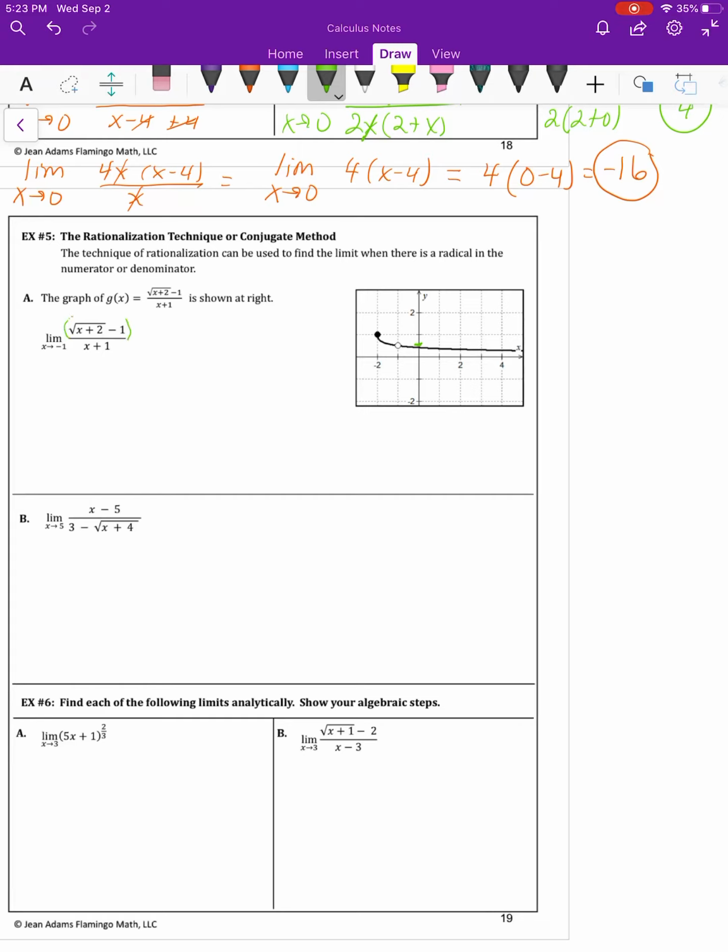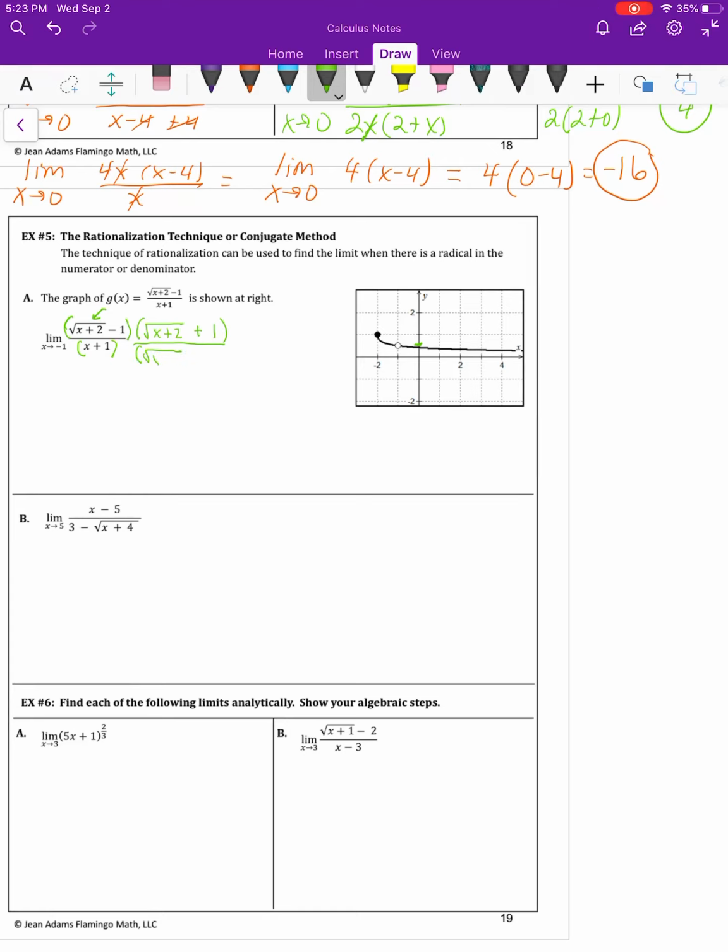So I know I'm going to have to do something to this function to algebraically manipulate it so that I can figure out what this limit is. And so we are going to rationalize because I see the square root right here. And so I'm going to take the conjugate of the square root. That means the exact same first term, but I'm going to change the sign of the second term. So instead of minus 1, plus 1. That's the conjugate of this.